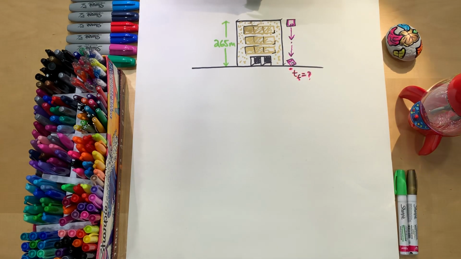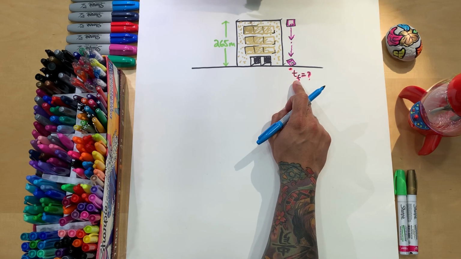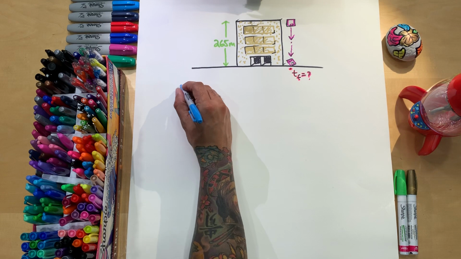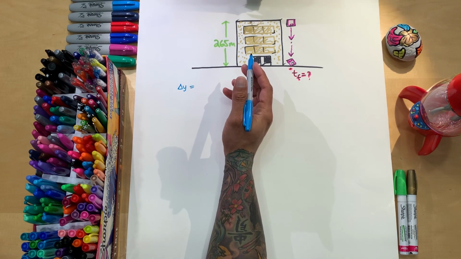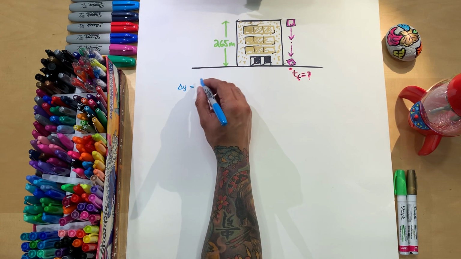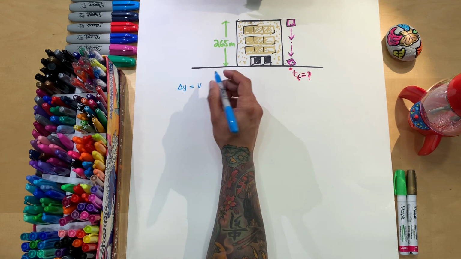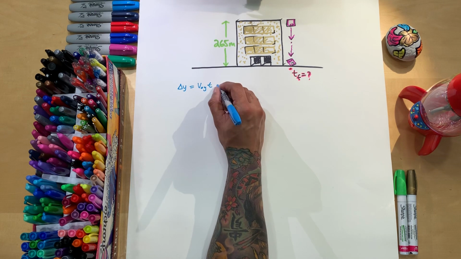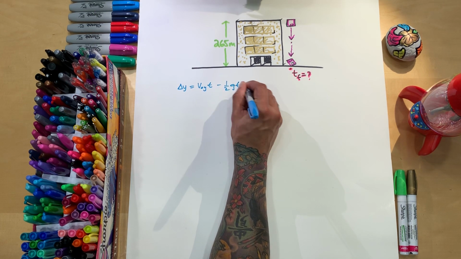All right, so now let's start off with things that we think we know. Let's write some formulas down. We need to know the time final. We have the displacement in the Y, so let's start there. Let's write the displacement in the Y is equal to velocity initial in the Y times time minus 1/2 gt squared.